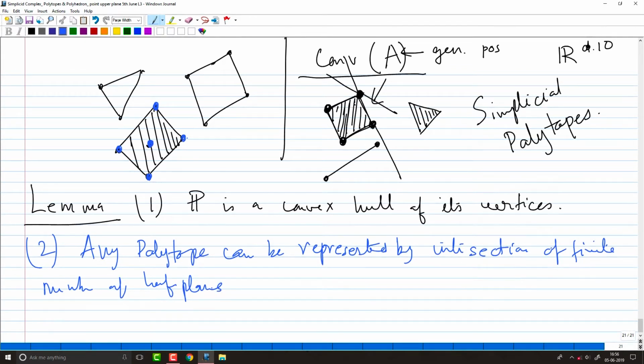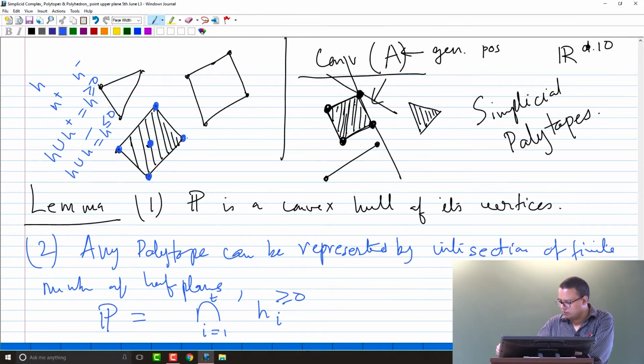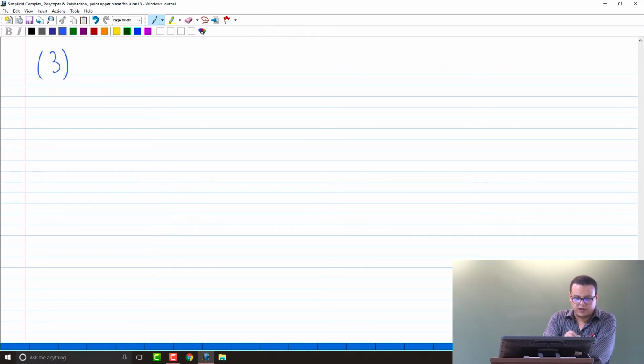So, what is a half plane? You have this H, you have H plus or H minus. A half plane will be like H union H plus or H union H minus. Sometimes I denote it by H greater than or equal to 0, or H less than or equal to 0. So, if this is a polytope, then you can write it as the intersection over i equal to 1 to t of H i greater than or equal to 0. All of this needs a proof, but they are not hard to prove either.